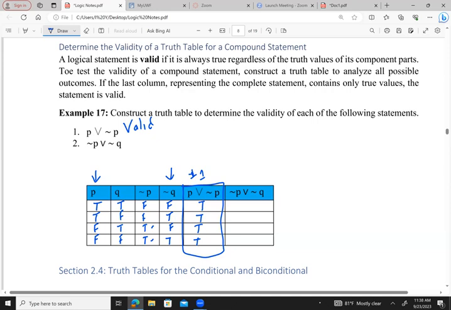Now let's look at not P or not Q. So now we're looking here and here. And it's an or statement, so one of them has to be true for it to be true. Well, both are false there. One is true there, one is true there, and both are true there. However, I have this one false here, so it is not valid. And that finishes section 2.3, constructing truth tables.